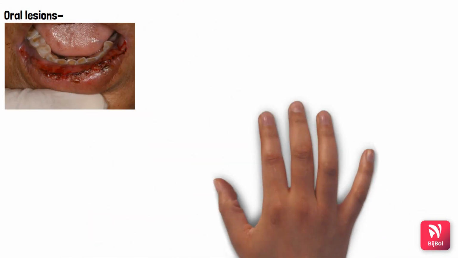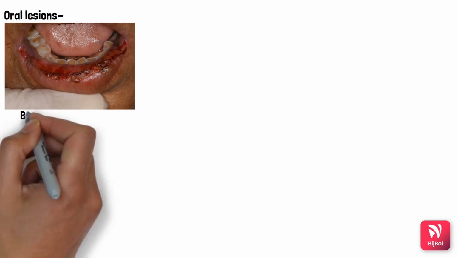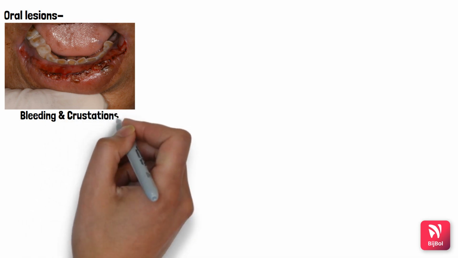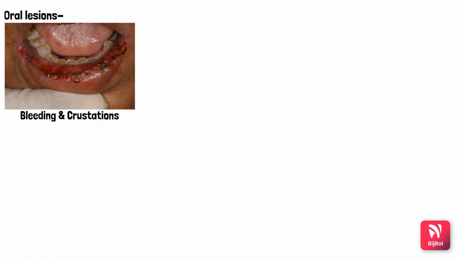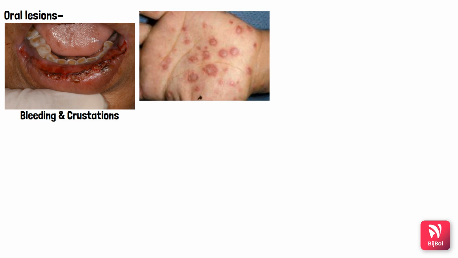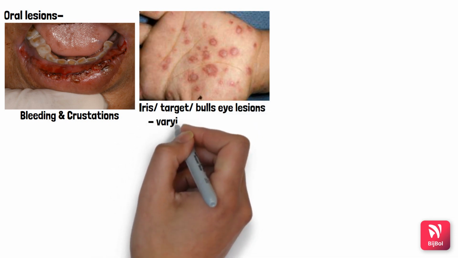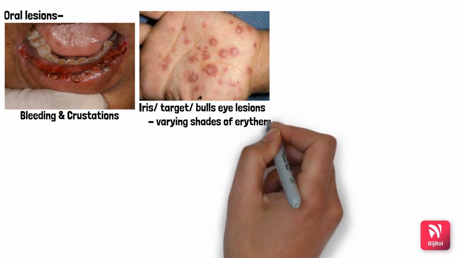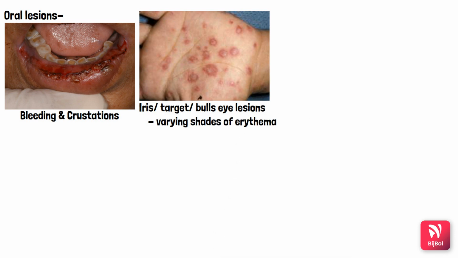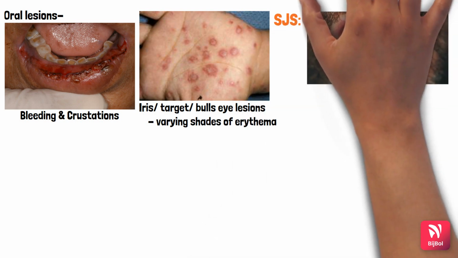Now let's see all these manifestations together, that is oral manifestations, wherein mainly the lips are involved. The lips will become swollen and cracked. Whenever there is a crack, there will be bleeding followed by crusting. So bleeding and crusting are the main characteristic features seen in erythema multiforme, followed by our target or iris lesions or bullseye lesions, which are formed because of the varying shades of erythema. Whereas in Stevens-Johnson syndrome, other than these lesions, there will be severe vesicles and bullae, as I told you.